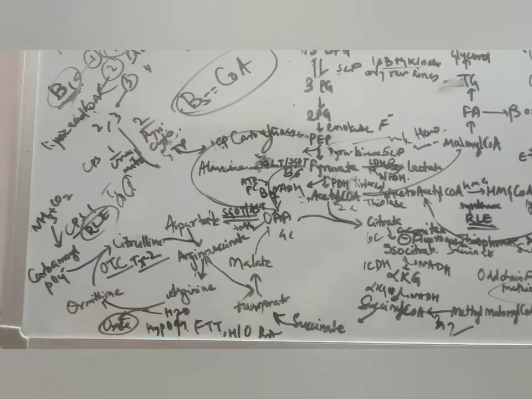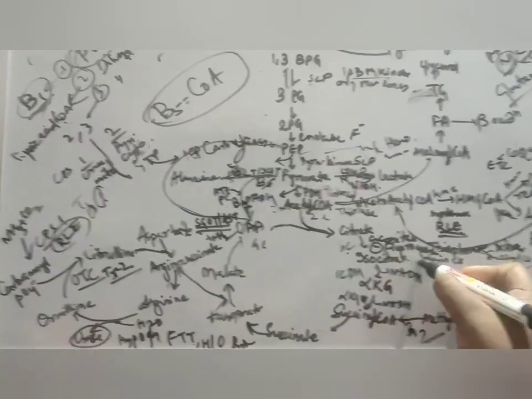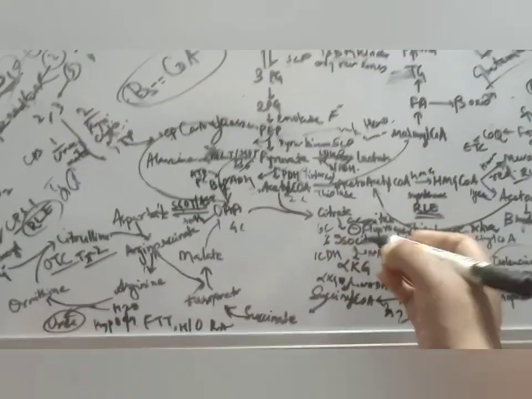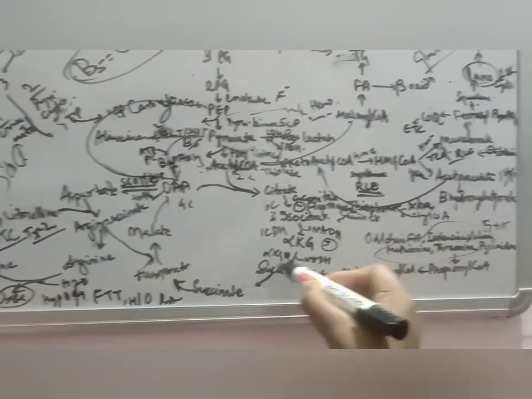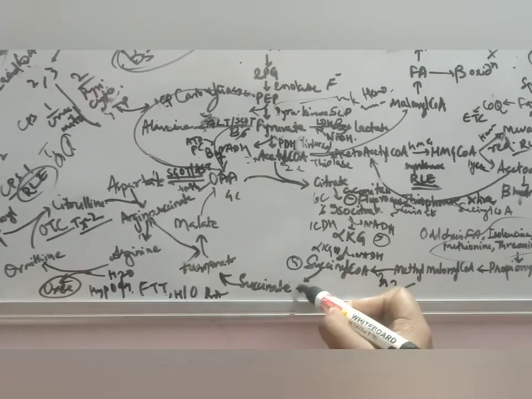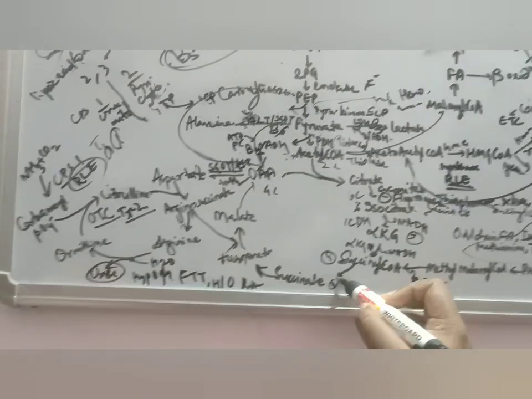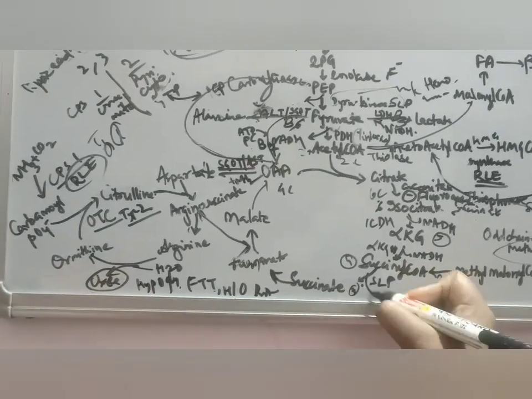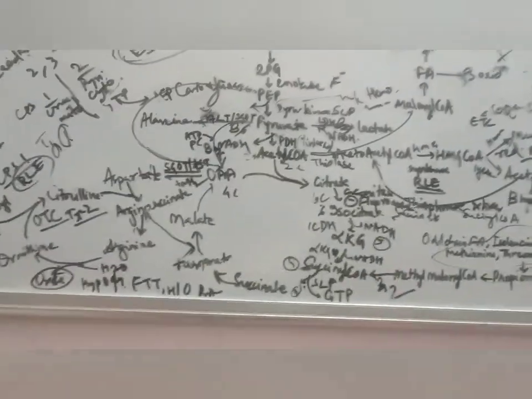Then succinyl coenzyme A is 6, and isocitrate is also 6. This is also 6 because isocitrate is an isomer, 6. Alpha ketoglutarate is 5 carbon and succinyl is 4 carbon. Succinate is obviously again the same 4 carbon. So succinyl coenzyme A to succinate, this is a substrate level phosphorylation. Why? Because it will lead to release of a GTP. GTP, remember what is released? GTP.